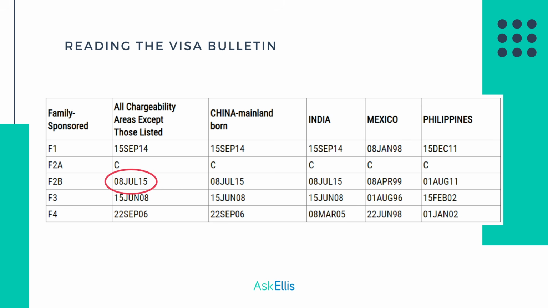If you don't see a C and see a date instead, let's take this one as an example, July 2015, this means that your priority date must be July 8, 2015 or earlier in order for you to move on to the next step. So if your date is, let's say, August 10, 2016, then you cannot move on to the next step and you have to keep watching the Visa Bulletin to see when they get to that date for your category. This is how all the charts work, employment categories as well as the family categories.